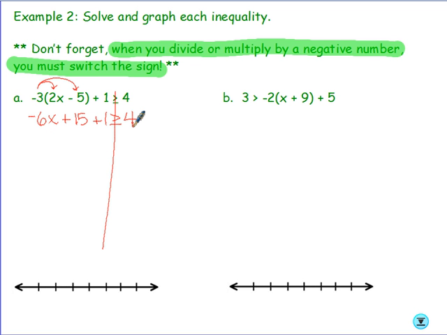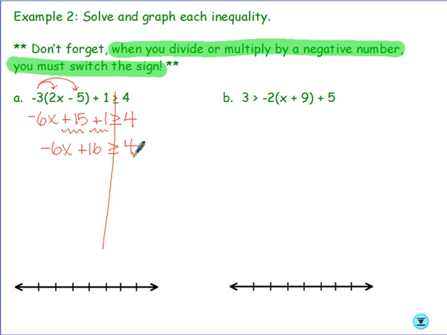So that is distributing. Remember, the next thing we look for is like terms. Well, on this left side of your problem, I see a pair of like terms. They are like terms because they are whole numbers. So I keep the negative 6x. 15 plus 1 is 16. Keep the greater than or equal to. Keep the 4. Now I have my two-step equation. I'm ready to finish the easy solving.